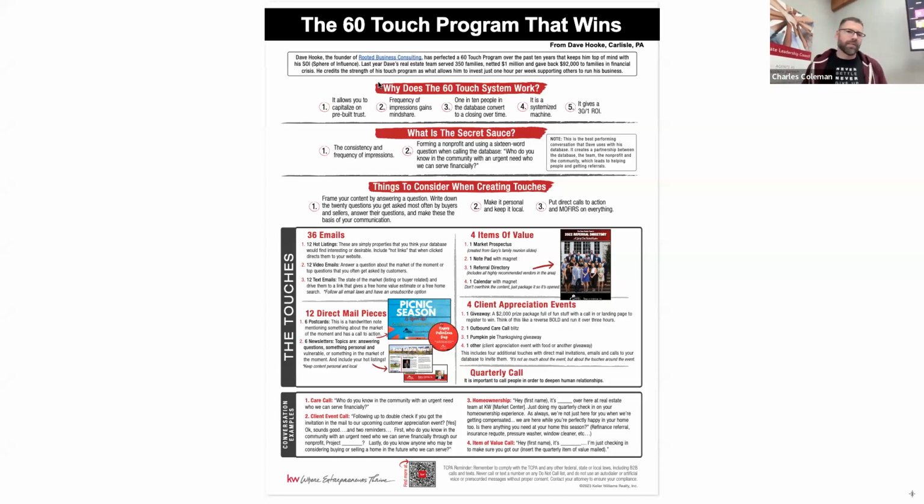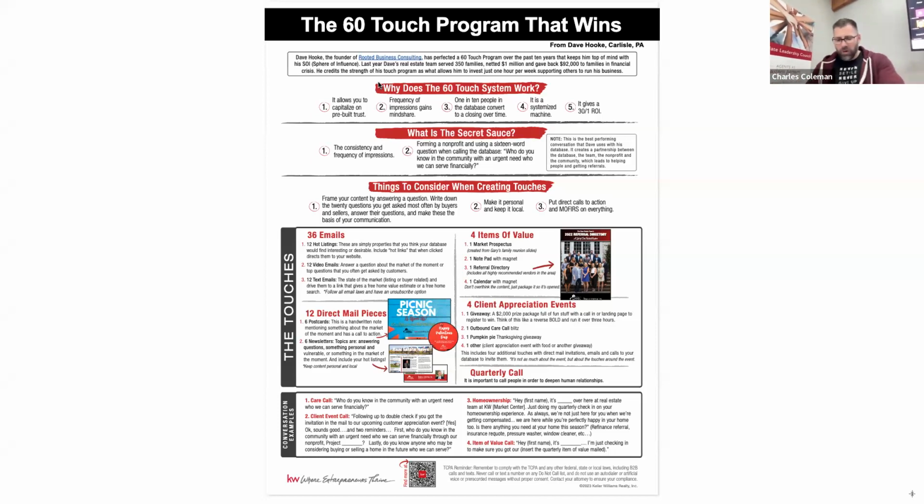Don't get burned out by this. So 4 items of value, right? That's the next one. What's going on with the market, right? You can go through and put together just a quick update. And again, with ChatGPT, you take all this information, you compile it, and you throw it out there.